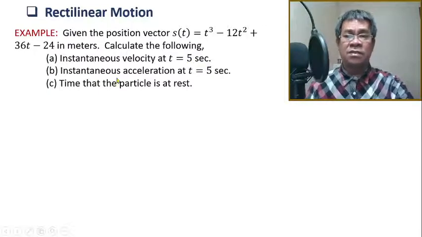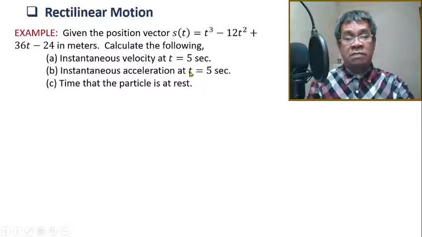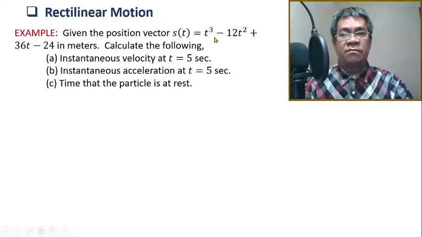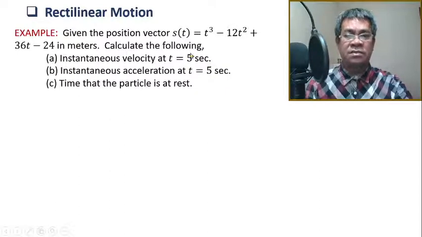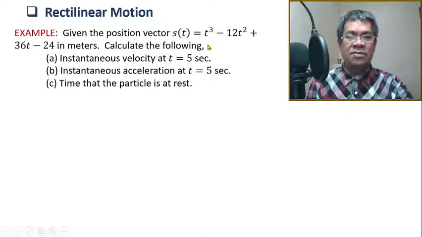How will you do it? Letter B, the instantaneous acceleration at the same time. So calculate the velocity, then after that calculate the acceleration. Letter C, the time that the particle travels that provides a rest position, which means at what time the velocity is at rest, or the particle is at rest. The only way that the particle is at rest is when the velocity is zero. So therefore, you have to equate the velocity to zero.